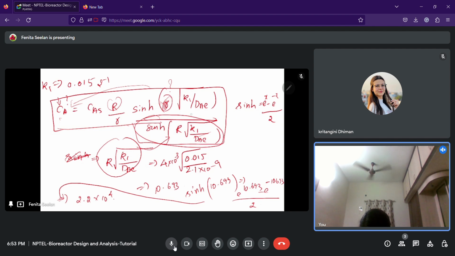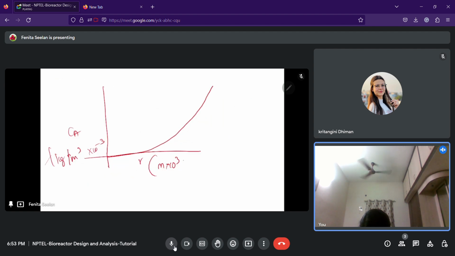By substituting all this, you will be able to get your different CA values. If you plot your CA versus R, then you will get a graph like this. So this is the profile which was asked. By looking at the graph, what do you mean? The substrate concentration drops rapidly inside the particle, as it reaches 0 millimeter from the center.